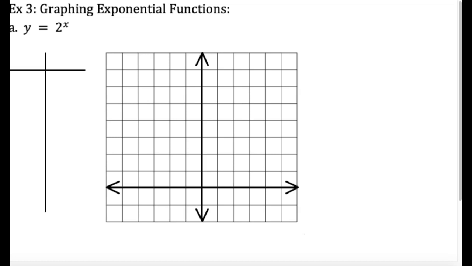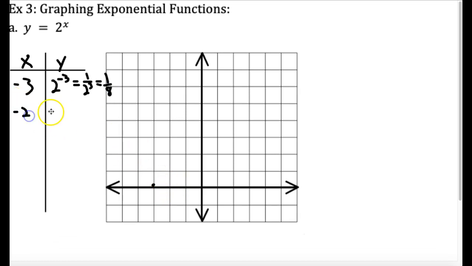So let's start by just getting a table of values to graph y equals 2 to the x. Okay, so x and y. So I don't know, let's start with -3. So if I plug -3 in here, 2 to the negative third power, okay, well, that would be the same as 1 over 2 to the positive third, which would be 1/8. So -3, 1/8 would be right there.